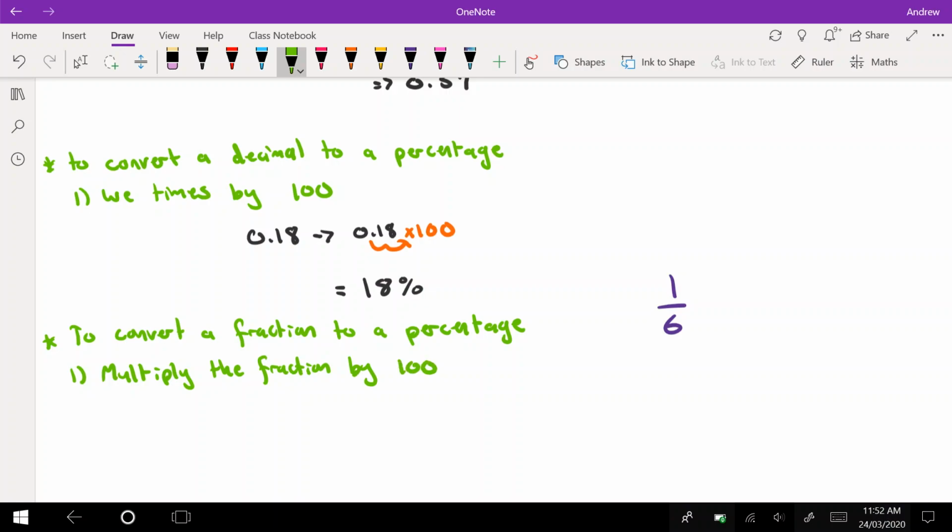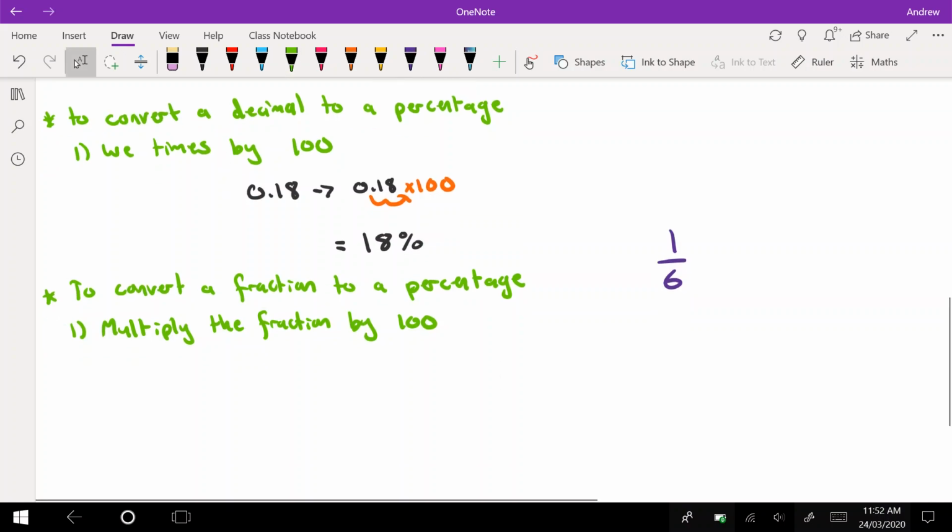100 over 6. Okay? So we multiply the fraction by 100 as well. To convert from a decimal to a percentage, we just multiply by 100. Well, a decimal and a fraction realistically are the same thing, just written in different ways. So to go from a fraction to a percentage, we can just multiply that by 100 also.